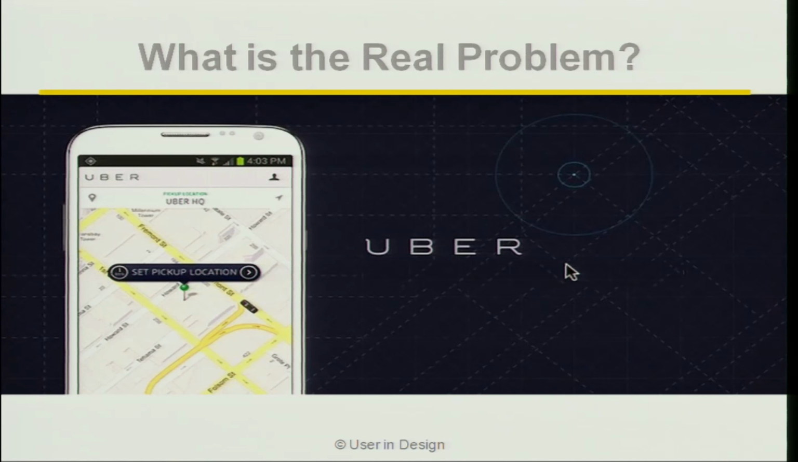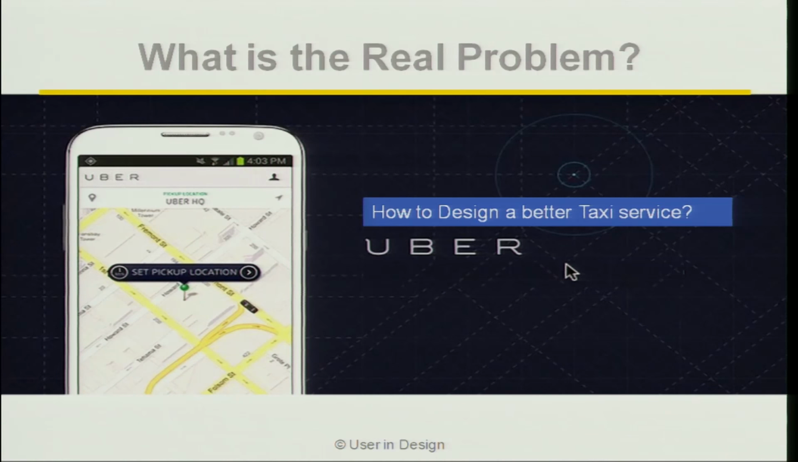All right, an example much closer to us now. Everybody is talking about Uber, right? The excellent service that has been created. So in looking at Uber, I don't know what their initial problem statement was, but perhaps starting out with how to design a better taxi service. Would that have led them to where they are today? Probably very, very unlikely, right?